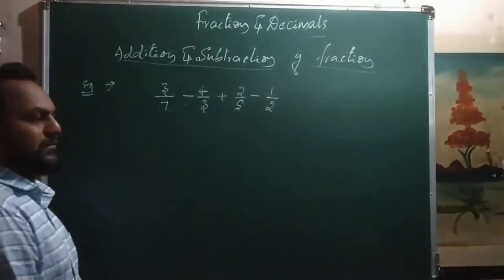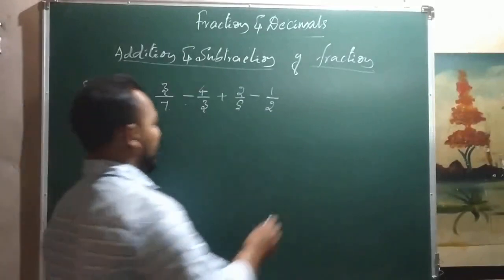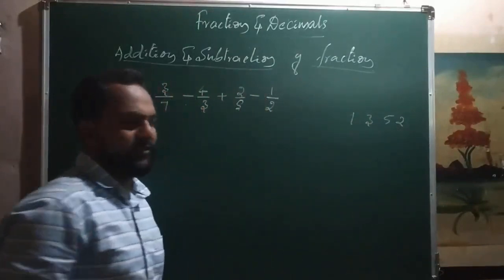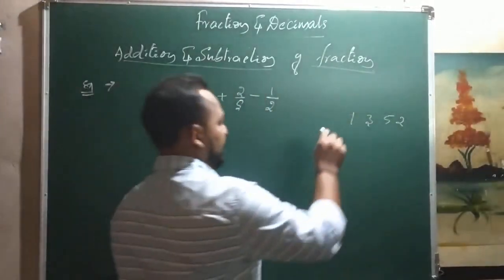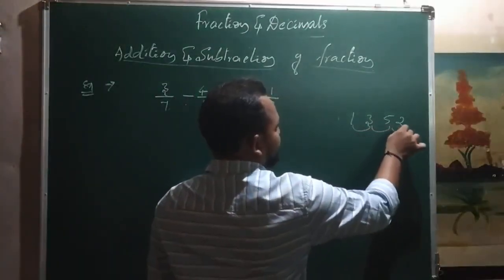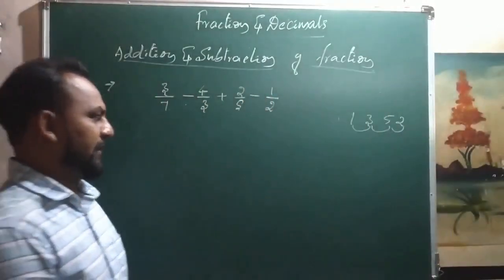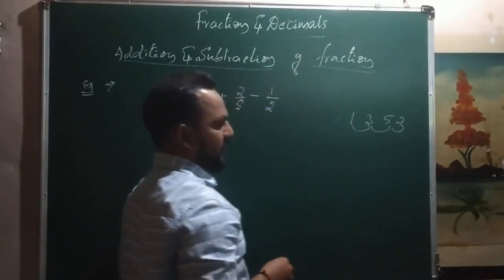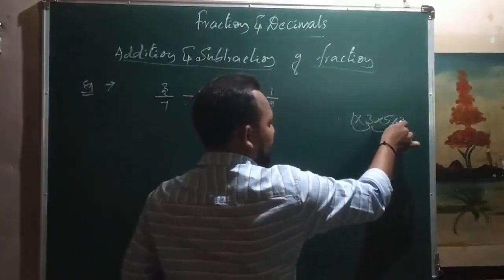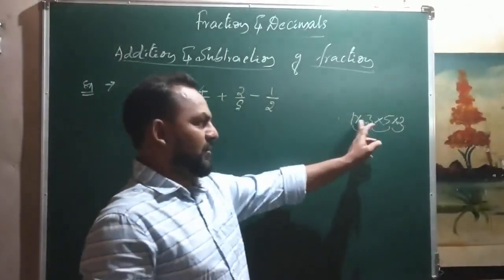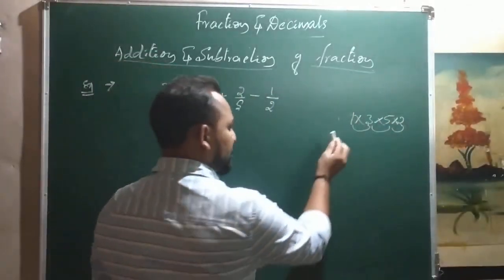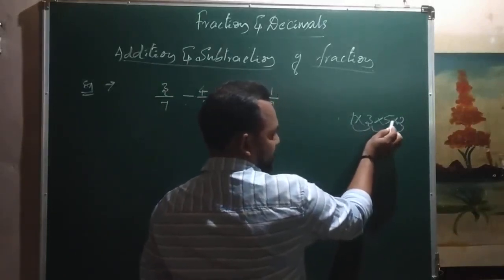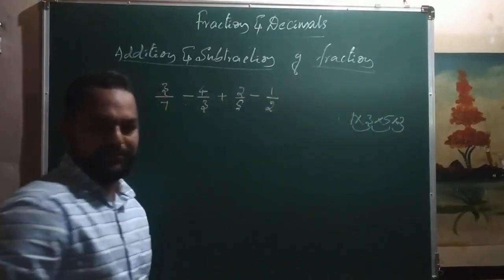Okay, then the first step is to take the LCM of all the denominators here: 7, 3, 5, 2. Now all of 7, 3, 5, 2 are prime numbers, so we directly multiply. 5 2s are 10, 10 3s are 30, and 30 7s are 210, so 210 is the LCM. Here, 7 3s are 21, 21 5s are 105, 105 into 2 is 210.